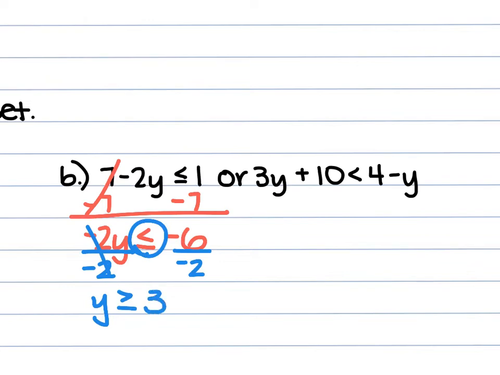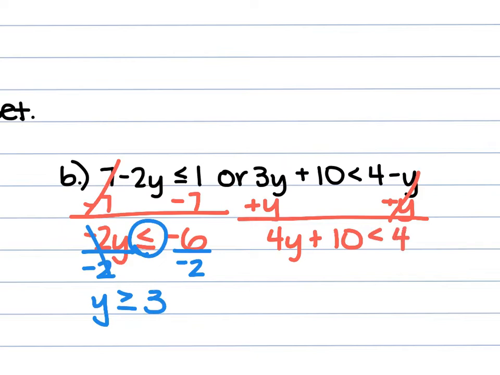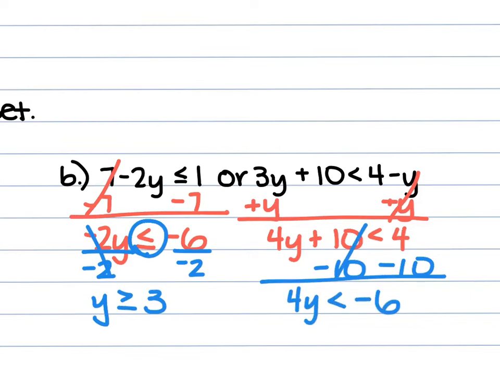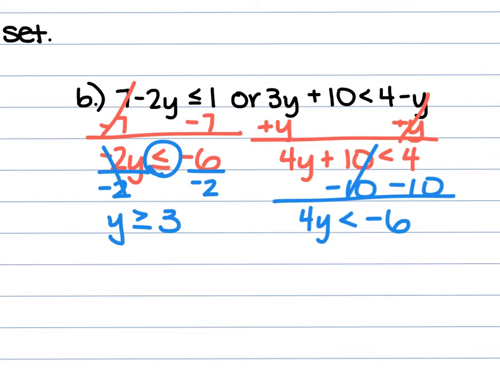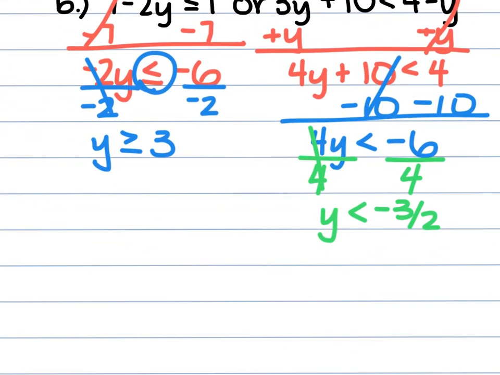Work with the other inequality. You have 3y plus 10 is less than 4 minus y. I'm going to move that y over first by adding it to both sides. We are left with 4y plus 10 is less than 4. Now I'm going to move the 10 over by subtracting it. And I get 4y is less than negative 6. Now I'm going to divide each side by 4. And I'm going to simplify this as y is less than negative 3 over 2, which we also know is negative 1.5.